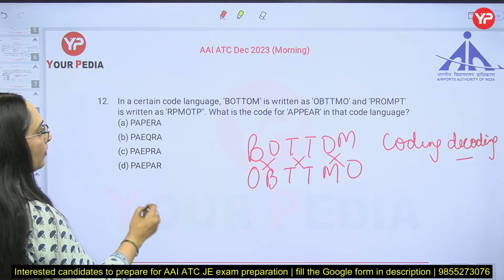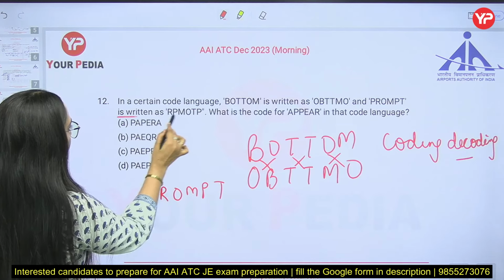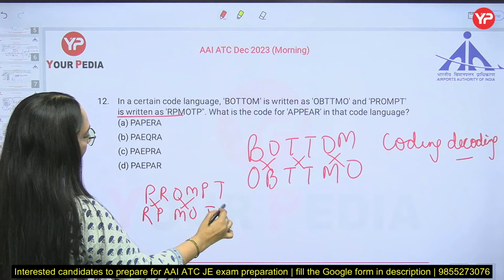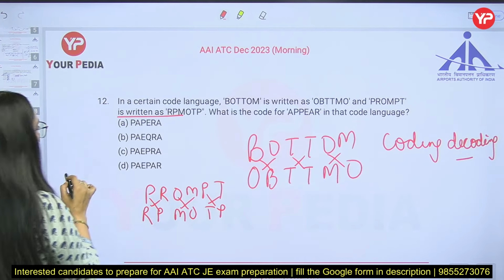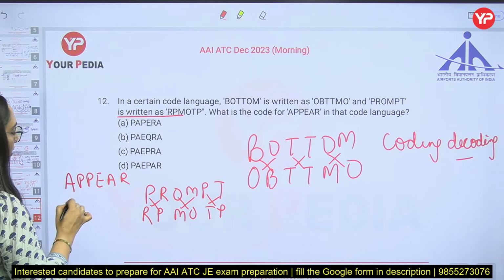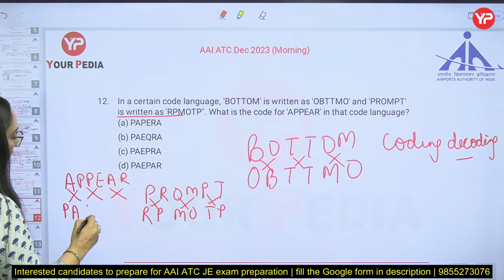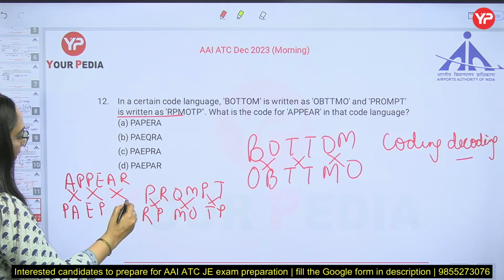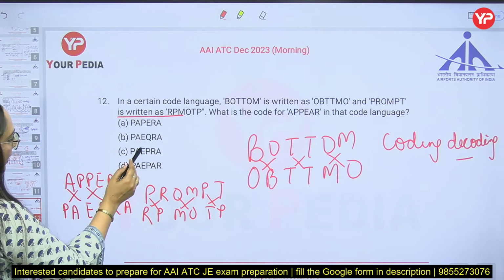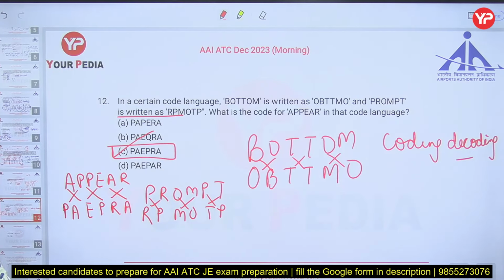Same way, prompt is coded as CRPMO and then TP. Now we have to find out the code of a pair. Like this, jumble both letters or interchange both letters with each other. PAEPRA. So the answer of this one is PAEPRA, that is option C. So this question is from coding decoding.